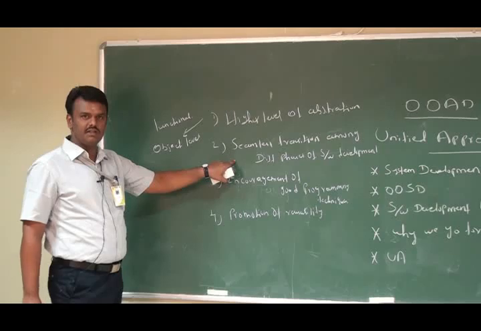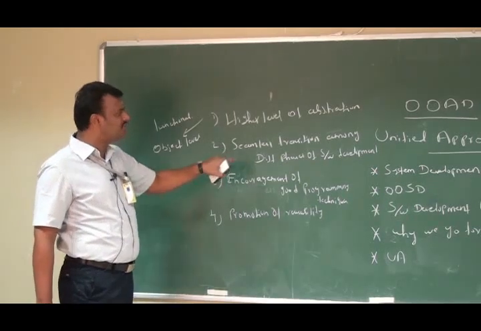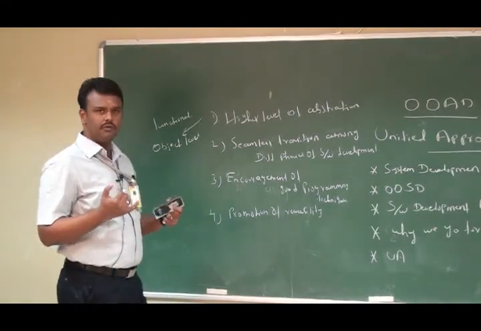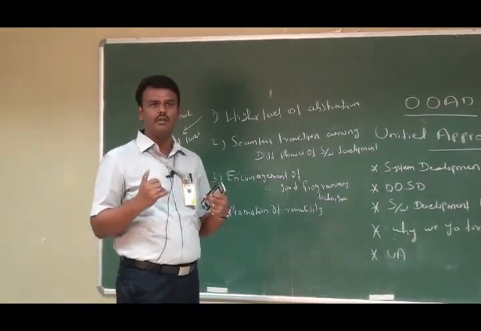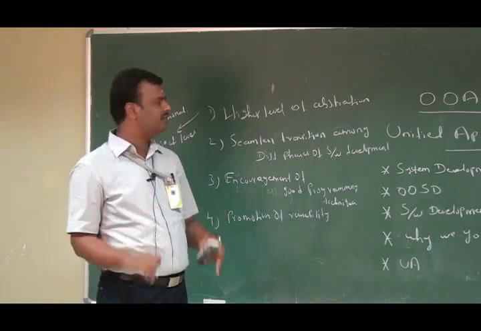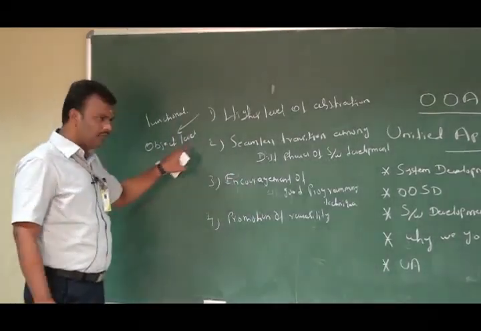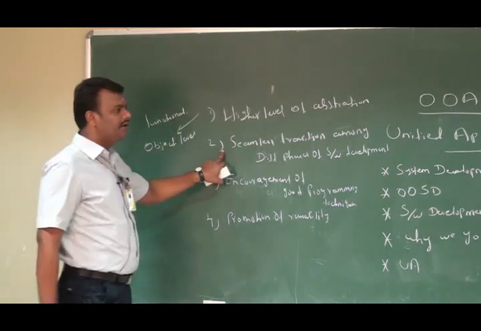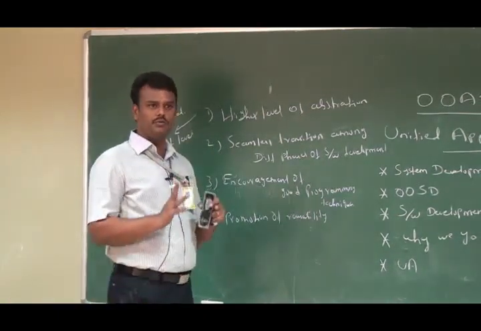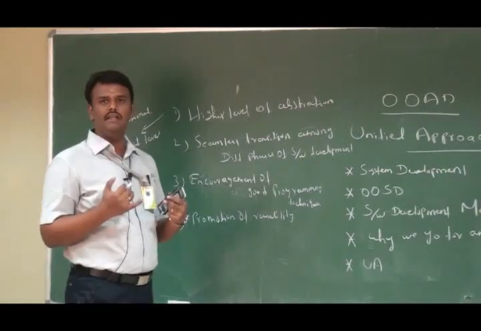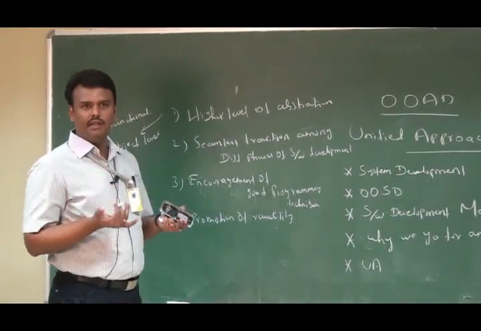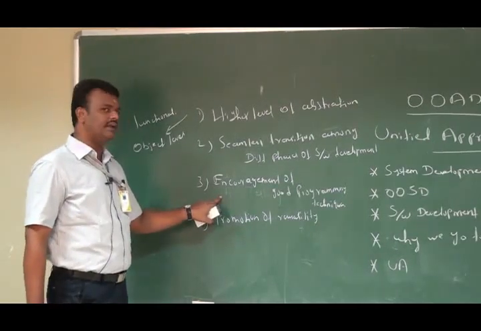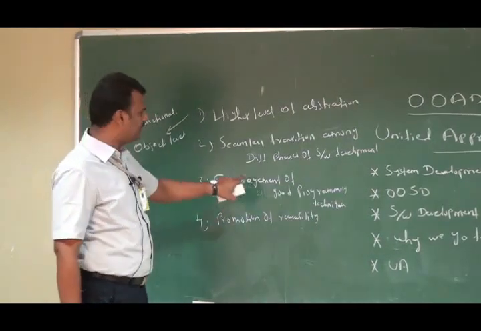The second one, the seamless transition among the different phases of software development. In the traditional approach, there are different styles and methodologies for each and every step of the process, and moving from one place to another is very complex. But in the object-oriented approach, we use only the same language for designing, analyzing, and implementing in each phase. The third one, the encouragement of good programming technique, is the class concept.